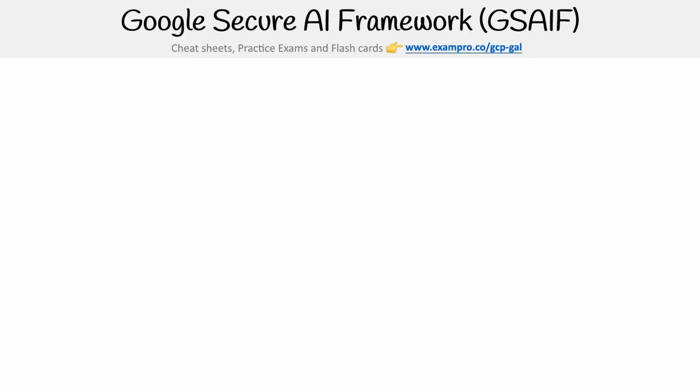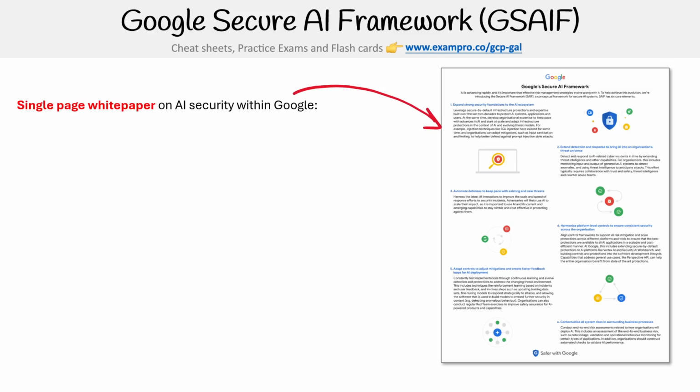Let's take a look here at the Google Secure AI Framework, which is a single page white paper on AI security within Google. I don't know why they have you read this, but they want you to know it. And we'll just look at the 6 points here. If you want to go and read the finer details, you can. I don't think it really helps, but it is in the exam guide, so let's take a look here.